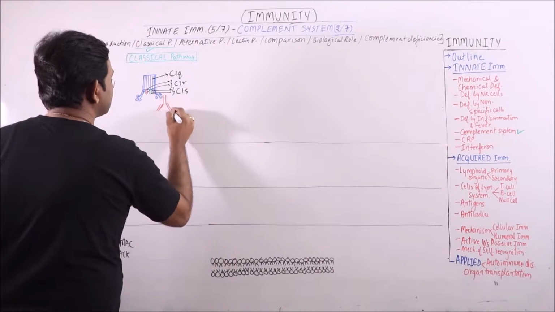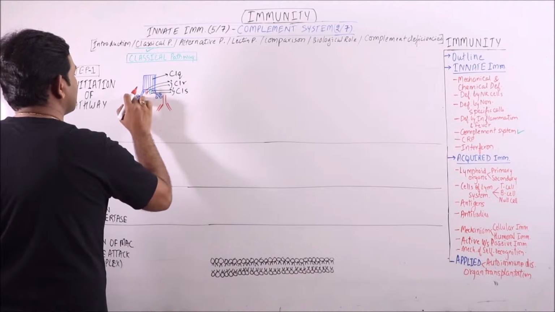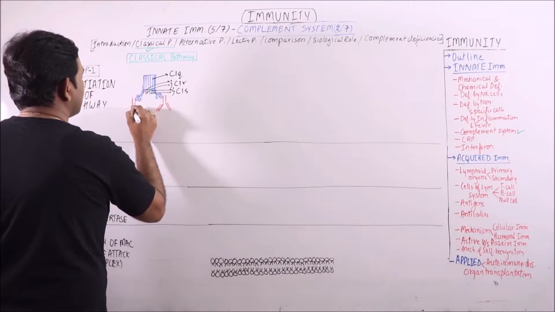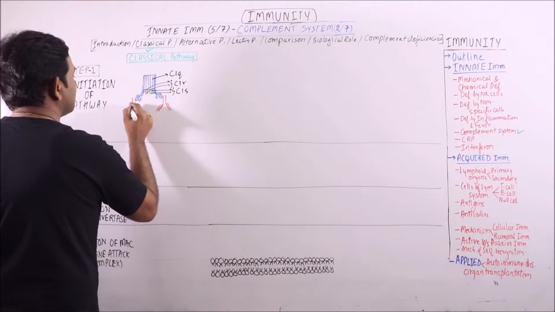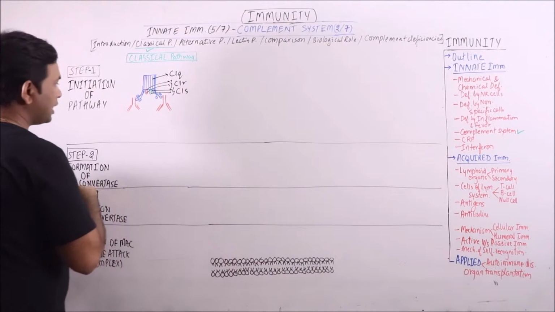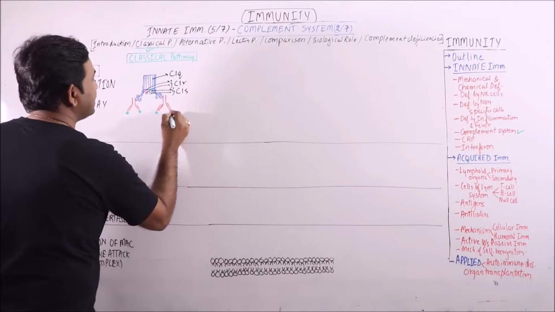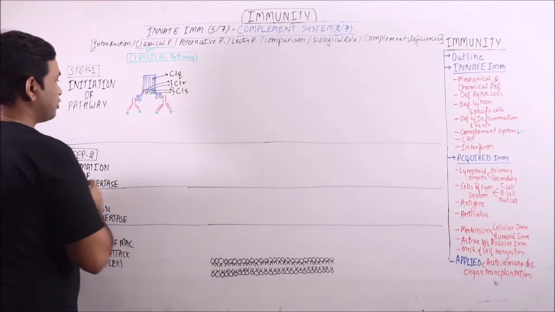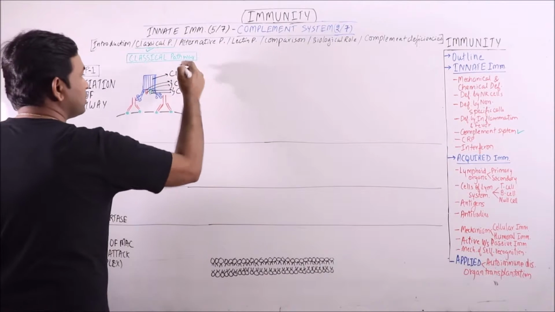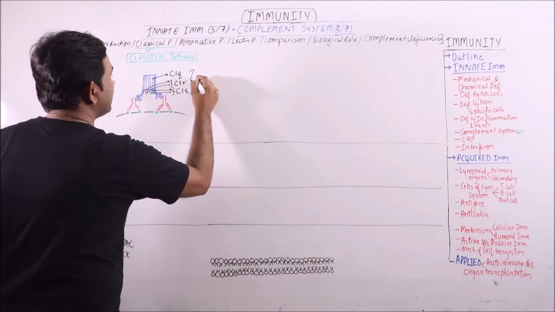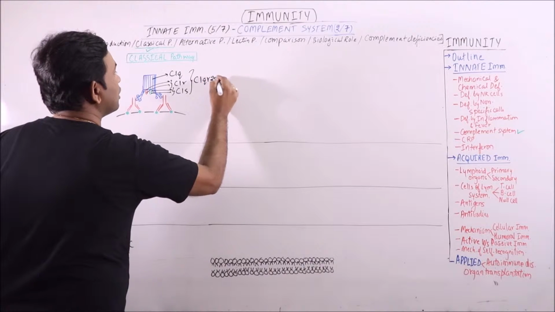Now, these are antibodies. This is the crystallizable fragment of antibodies, that is FC. And these antibodies are bound to the antigens on the microbial surface like bacteria. So this is basically C1, which can be represented as C1Q R2 S2.